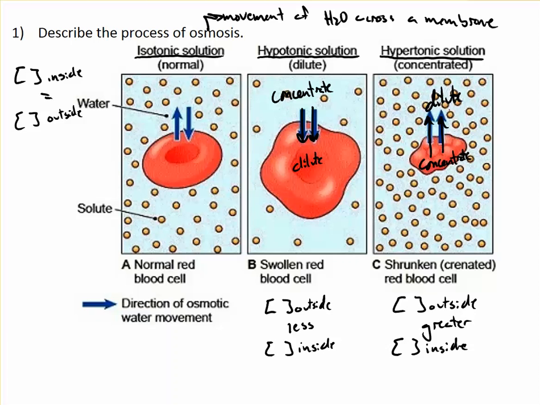Again, if there were not a membrane in the way, particles would be free to flow back and forth across the cell. But because there is a membrane, instead we get this process of osmosis instead of diffusion.